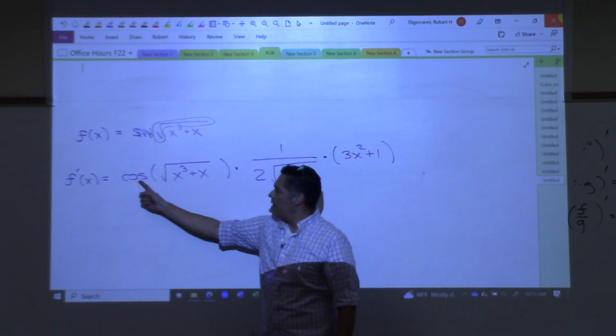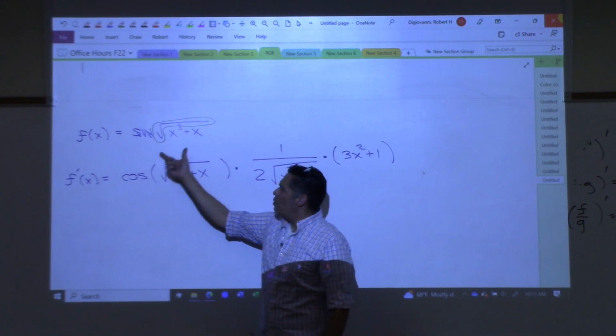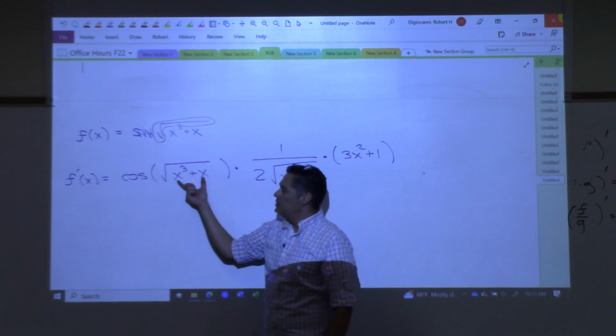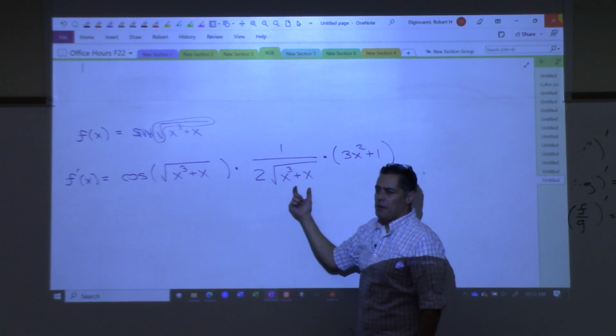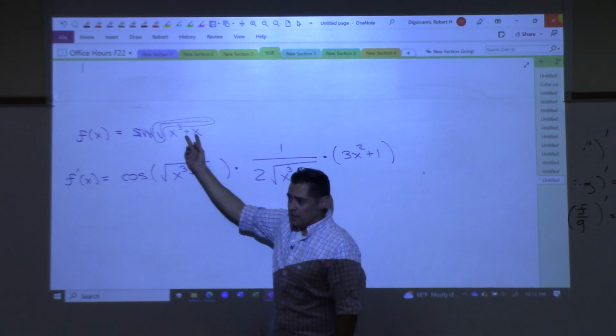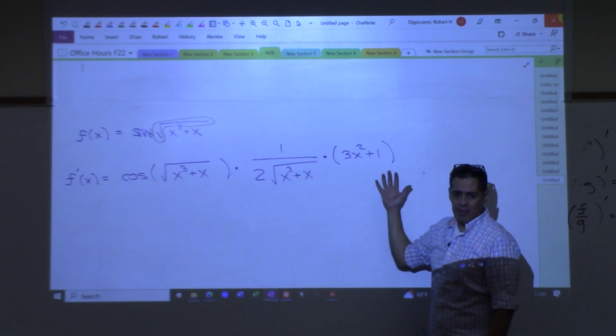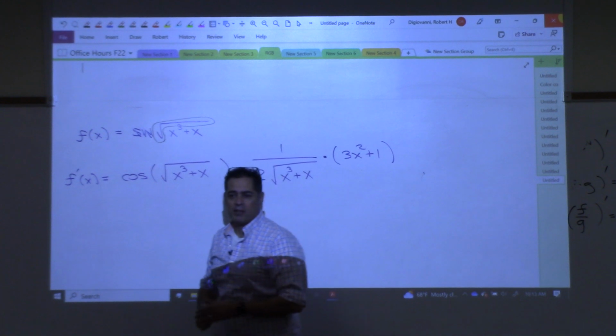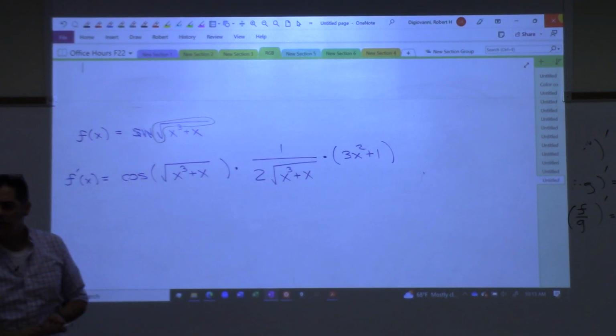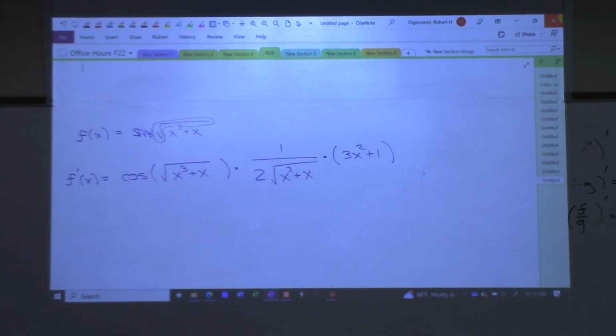Derivative of the outer layer, evaluated at the inside stuff. Now you go to the middle layer. Derivative of the middle layer, evaluated at what was inside of it. And then the final piece is the derivative of that inner layer, which was the x cubed plus x. Derivative of that's 3x squared plus 1. That's the raw derivative. I mean, we could move things around, but that is the calculus, right? That's the only thing that's calculus.